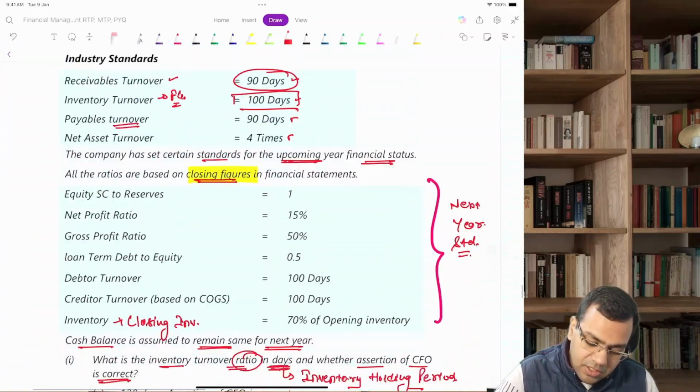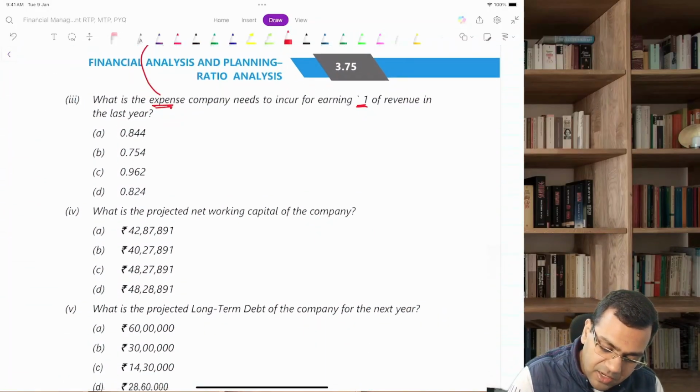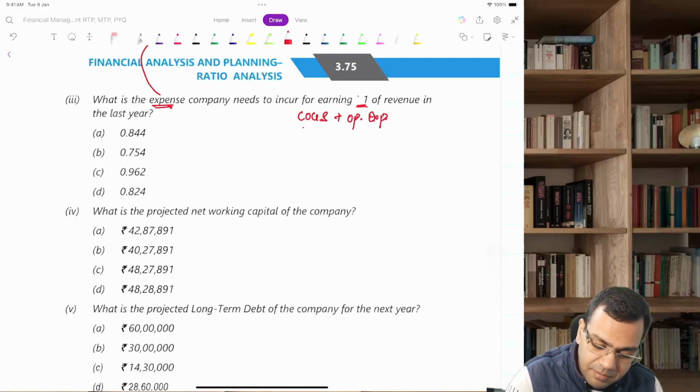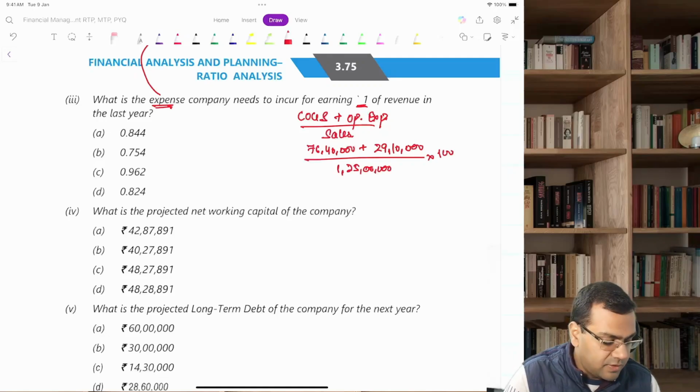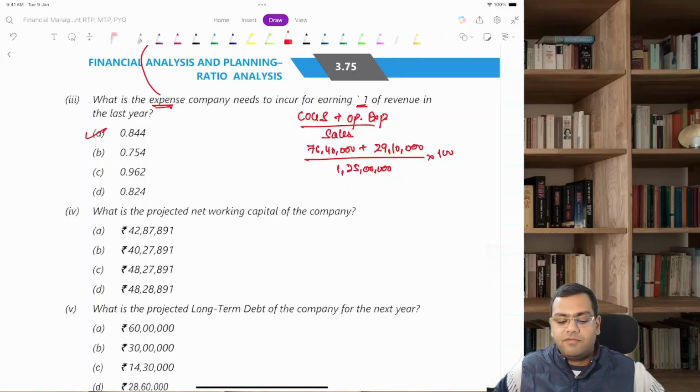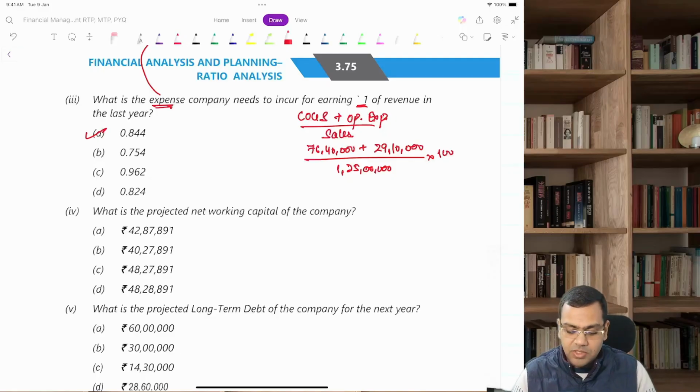So it will be your COGS. How will you calculate this? This will be calculated as COGS plus your operating expenses divided by sales. Now the COGS is given to you, that is 76 lakh 40,000 plus operating expenses of 29 lakh 10,000 to generate a sales of 1 crore 25 lakhs. Right, so this will come to 0.844. This will be the expense to generate a revenue of 1 rupee. The expense to be incurred is 0.844. I hope this is clear.